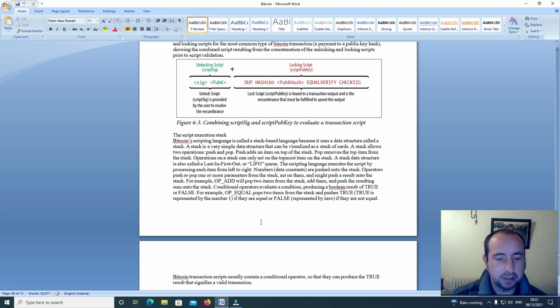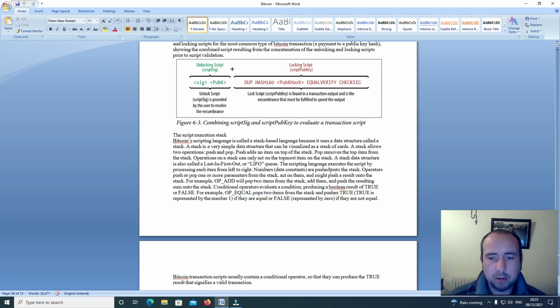The script execution stack. Bitcoin's scripting language is called a stack-based language because it uses a data structure called a stack. A stack is a very simple data structure that can be visualized as a stack of cards. A stack allows two operations, push and pop. Push adds an item on top of the stack. Pop removes the top item from the stack. Operations on a stack can only act on the topmost item on the stack.